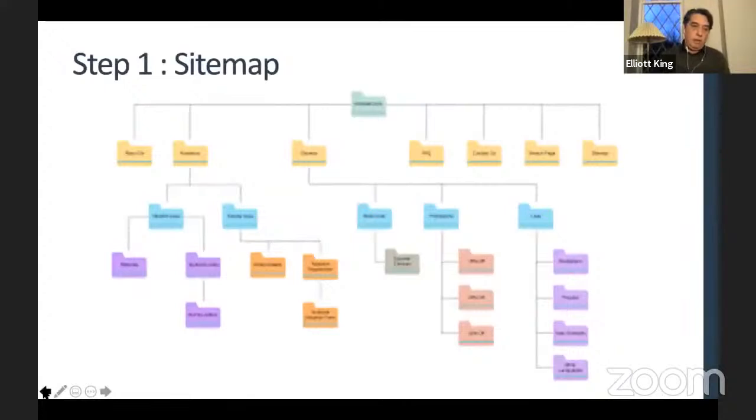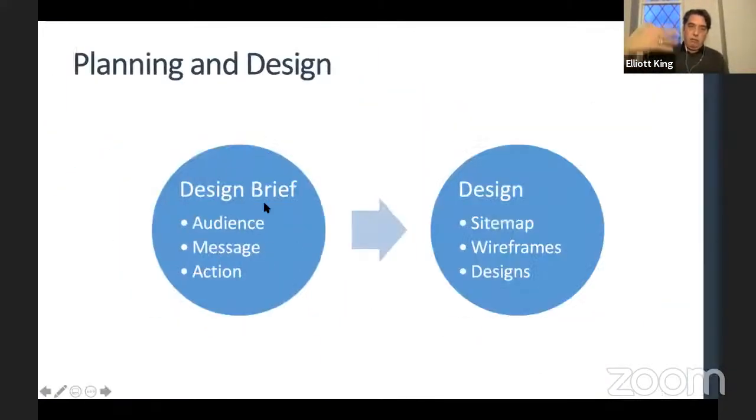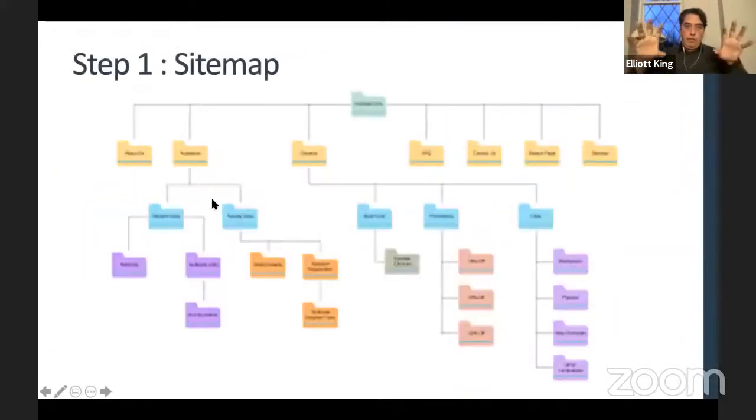But let's talk about the design phase now. So let me just go back there. Once we've created our design brief, there are broadly 3 key steps to the design phase of a website. And the first step is we just want a sitemap.